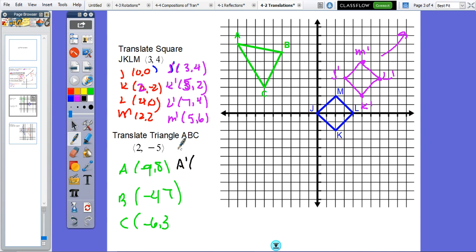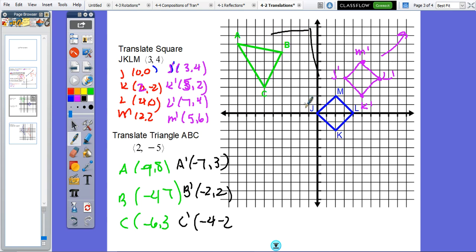So with A prime, we got negative 9 plus 2, that gives negative 7. 8 plus a negative 5 gives us 3 right there. B prime puts us at negative 2, 2. And C prime puts us at negative 4, negative 2. So everything should have shifted down this way. So it went over and down. Let's look at that right there.